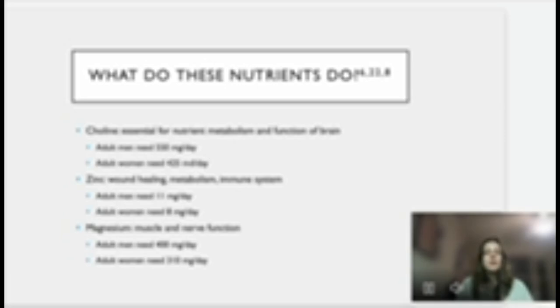Choline is essential for nutrient metabolism and function of the brain. Adult men need 550 milligrams per day, and adult women need 425 milligrams per day. Zinc is responsible for wound healing, metabolism, and it helps your immune system. Adult men need 11 milligrams per day, and adult women need 8 milligrams per day. Next is magnesium, which is responsible for nerve and muscle function. Adult men need 400 milligrams per day, whereas adult women need 310 milligrams per day.